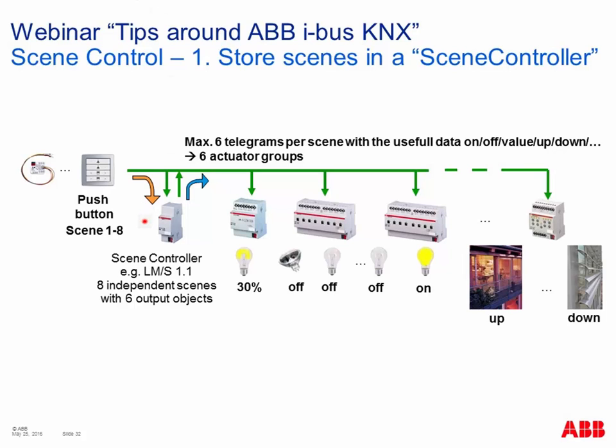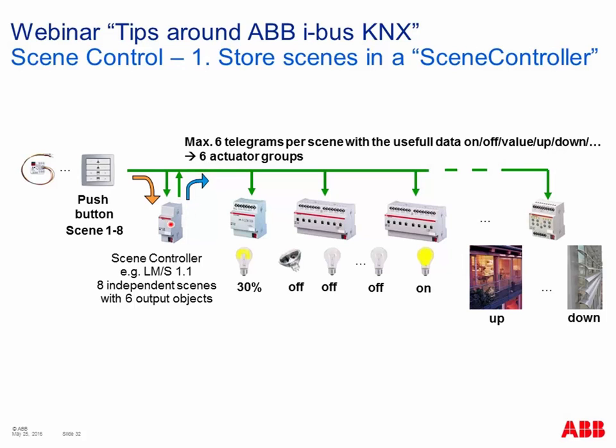So here is the first solution. We store the scenes in an additional piece of hardware, which is, for example, our logic module, our so-called scene controller. So we need a sensor. It can be a control element, a push button, a motion detector, or any device you like. Then we press one rocker and send one KNX 1-bit telegram to our scene controller, and the scene controller is now a kind of multiplier. It sends a maximum of up to 6 telegrams, that's why we talk here about 6 actuator groups, 6 telegrams to our KNX actuator. So one telegram comes in and it answers with 6 telegrams with the values on, off, 50%, up and down, for example, or a temperature value.